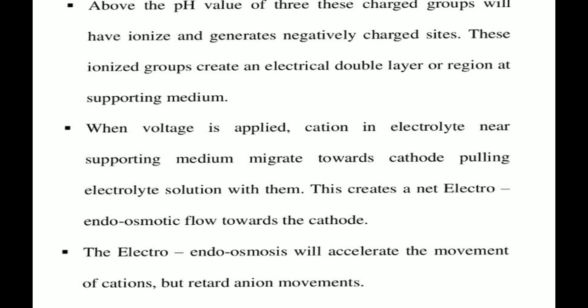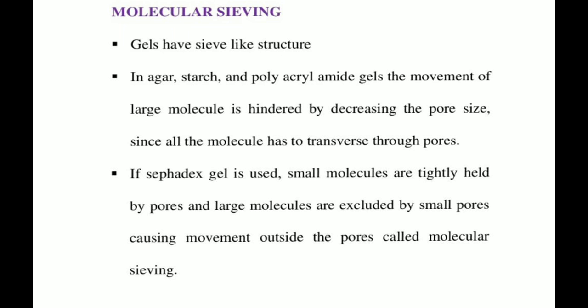So this electroendoosmosis will accelerate the movement of cations but retard anion movement. Okay, now the last factor, that is molecular sieving. So in that the gels, they have a sieve-like structure. So there are different types of gels. ठीक आहे, like agarose gel, starch and polyacrylamide gels.